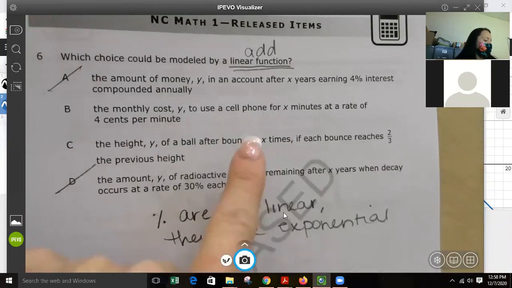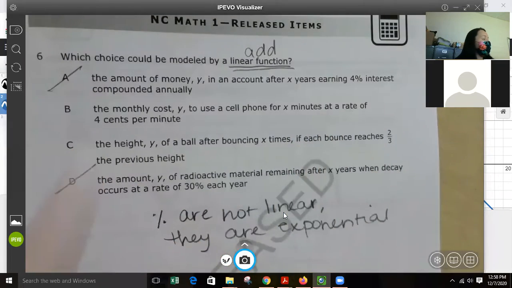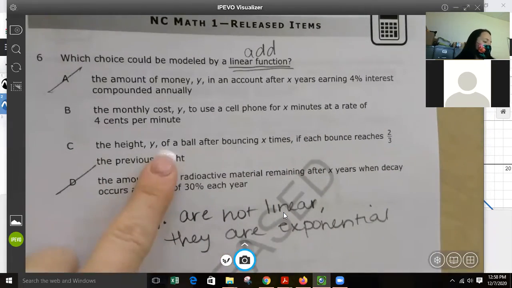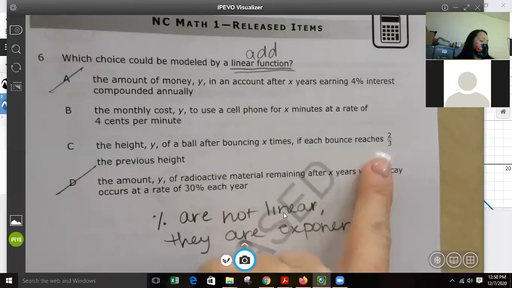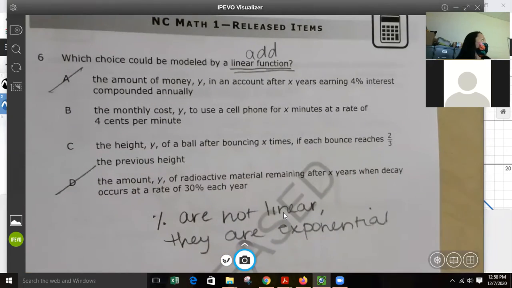The monthly cost to use a cell phone for minutes at a rate of 4 cents per minute. So 4 cents each minute. This one says the bounce reaches 2/3 of the previous height. Which one is linear? Which one's exponential? Which one consistently adds every time?